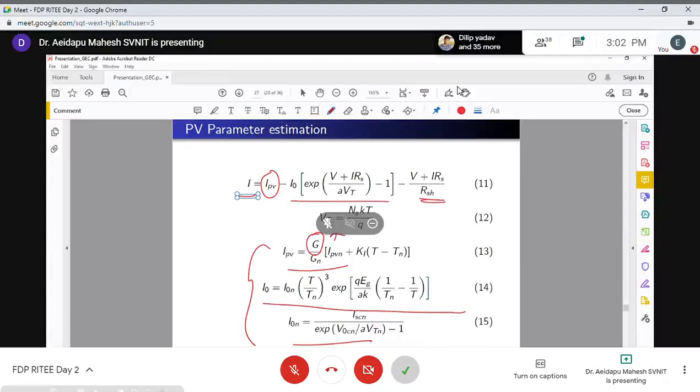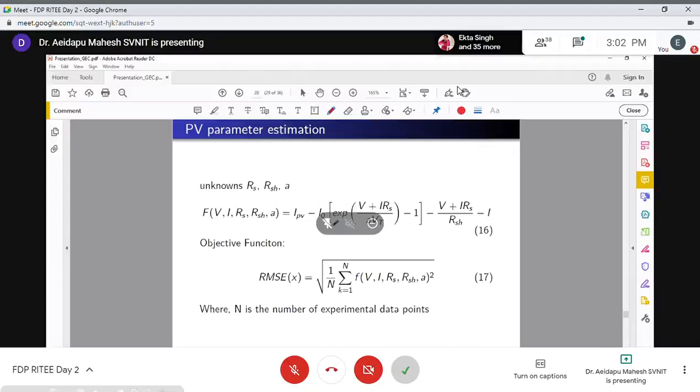So in this equation, we know V, we know I, we know VT, everything, but the unknowns are RS, RSH, and A. So we need to know these to get an accurate mathematical model for the single diode model.